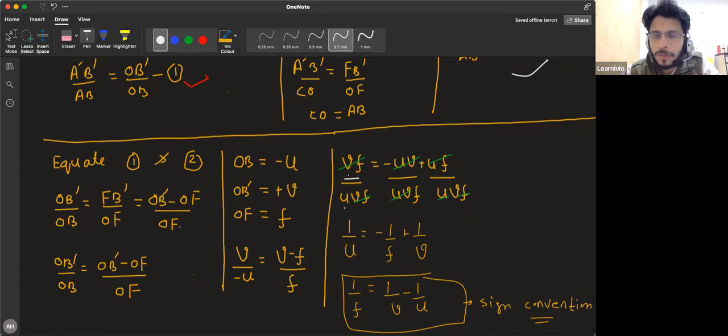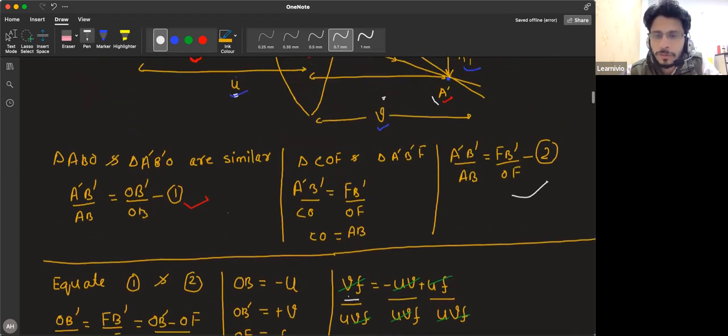So what terms are left in the first equation? After dividing by UVF, what terms are left? Anshika, I can't hear you. Akshay, what terms are left in this equation?